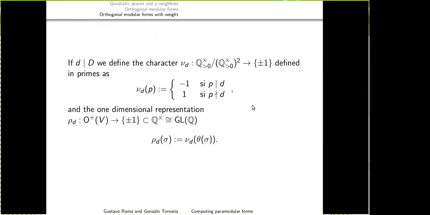Now we'll define this character nu, defined over primes. We define it in the rationals modulo squares. We define it in primes as this: nu d of p will be equal to -1 if p divides d, and 1 if p doesn't divide d. And we define the one-dimensional representation, rho d, to be the composition of the spinor norm with this character.